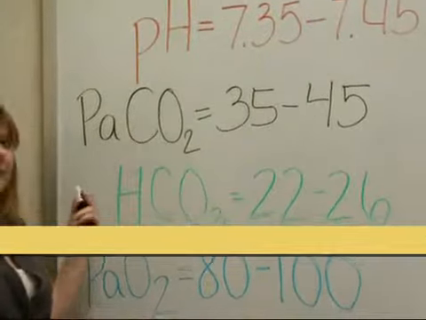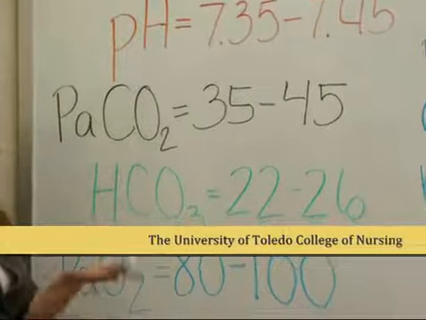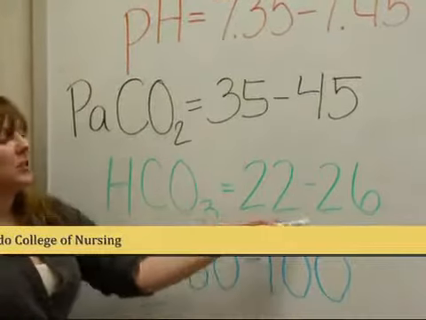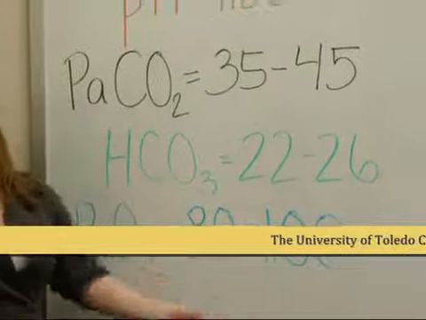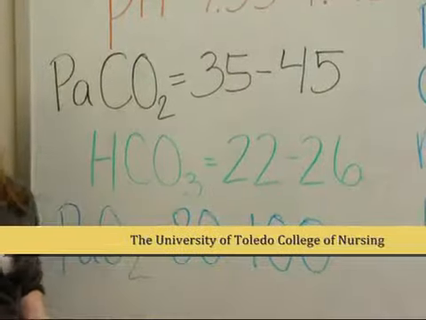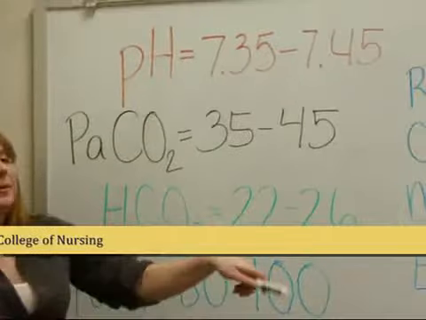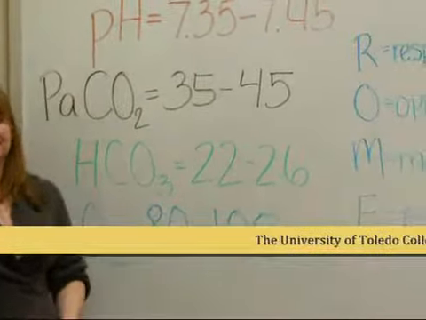Our bicarb we did green, and the reason is because it's from your kidneys, kind of inside the gut, green. So 22 to 26 is our normal for bicarb. And our oxygen is 80 to 100. That's just a normal vital sign that you should know. Next we're going to help you determine steps on how to read an ABG.